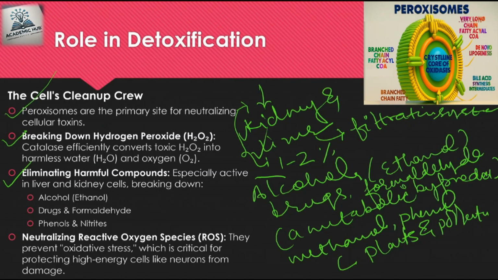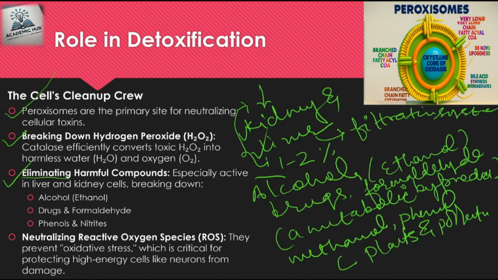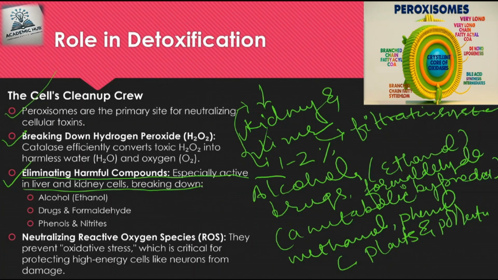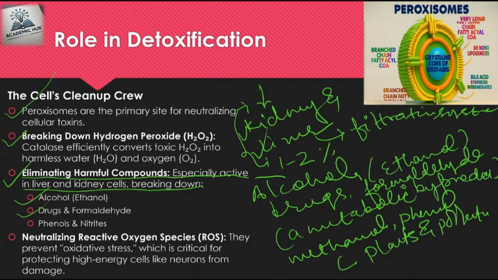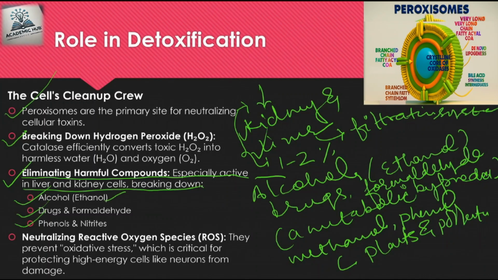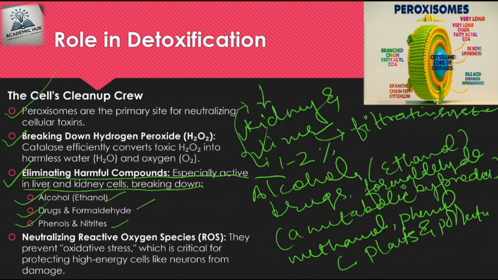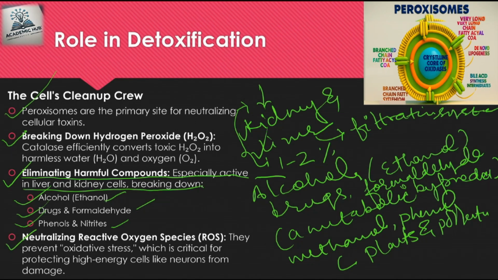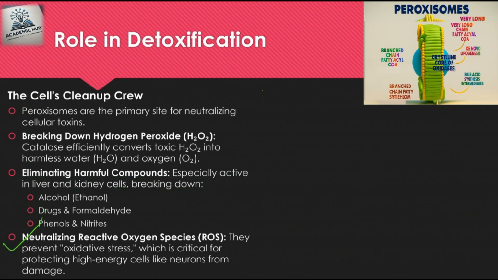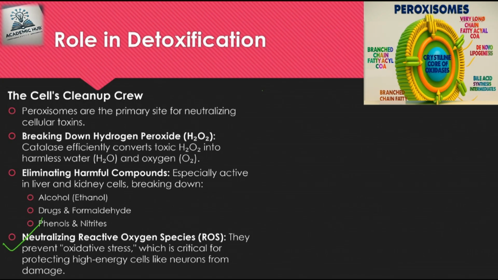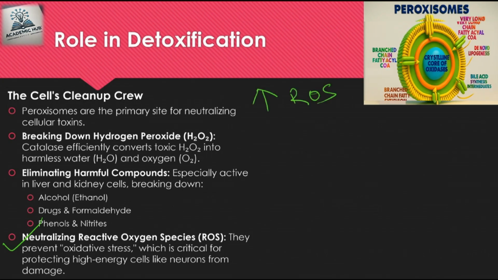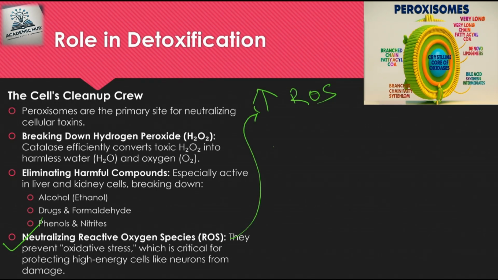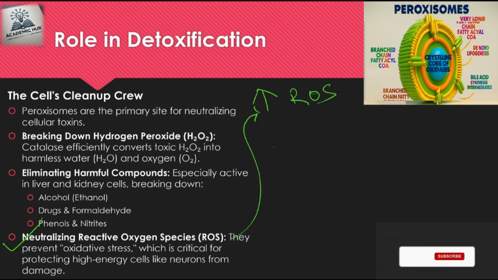So this is how harmful compounds are eliminated and detoxified in the liver and kidney, by breaking down alcohol, drugs and phenols, ethanol, formaldehyde and nitrites. Next, we will look at neutralizing reactive oxygen species by actively scavenging excess ROS. Peroxisomes play a vital role in preventing oxidative stress and subsequent cell damage.